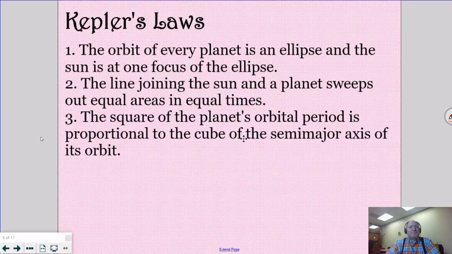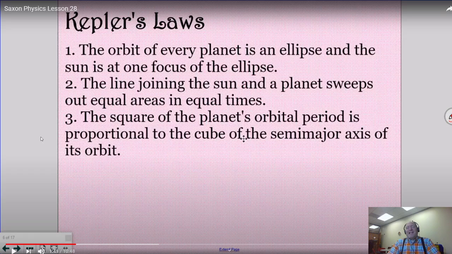That's fantastic. The square of the planet's orbital period is proportional to the cube of the semi-major axis of its orbit. Sorry, I love Kepler's third law. Just seems to come out of nowhere. You cube this, you square this, and trust me, it all works out. It's so weird. I mean, it just comes out of nowhere.